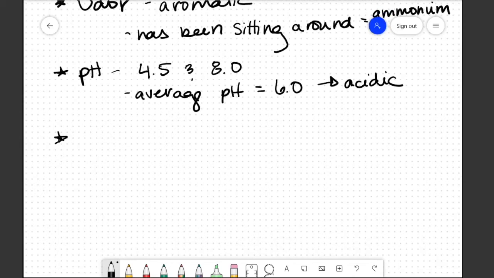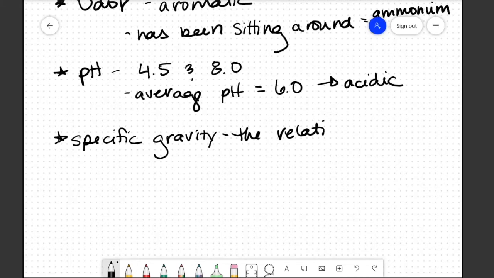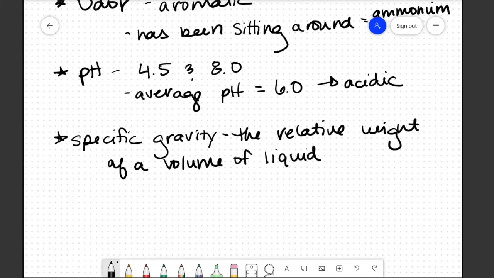The next thing is something called specific gravity. Usually in an in-person class, this is a really cool experiment where you get to do specific gravity. Just to give a little bit of background, specific gravity is the relative weight of a volume of liquid. Usually when we're talking about liquid, we measure it in milliliters in volume. However, specific gravity is talking about the relative weight of that volume of liquid.